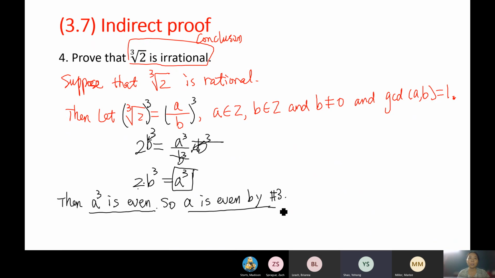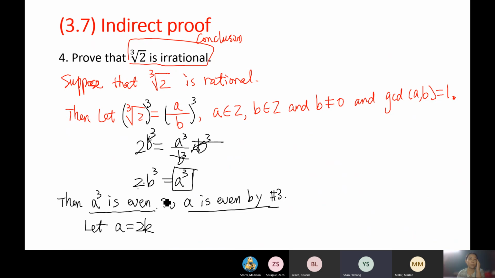Since we already proved number 3, I know I have not, but I will go back to prove that. So if a cubed is even, then a is even. Okay, now we can continue. If a is even, when we get here, we know a is even. There's still no contradiction.